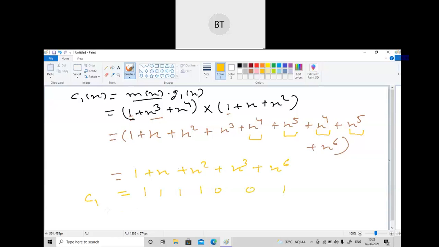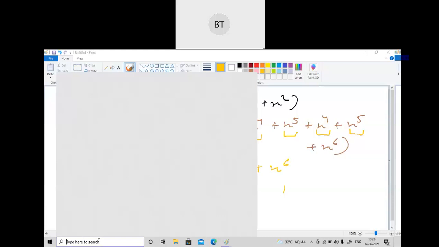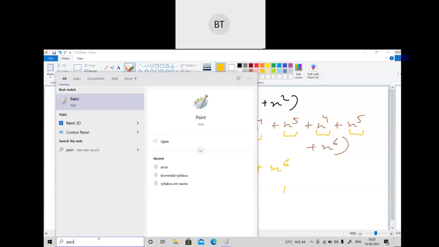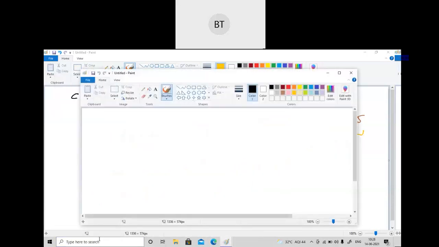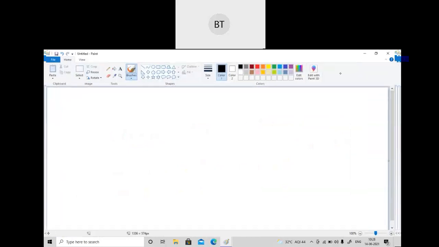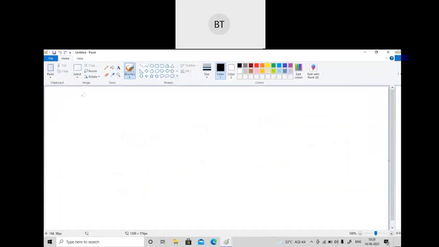So this is the C1 code which we have got. Now we will find the C2 code. How to find the C2 code? Yeah, Anisha, you are correct. So let me also solve it. C2 code will be given as C2 equal to MX into G2X.